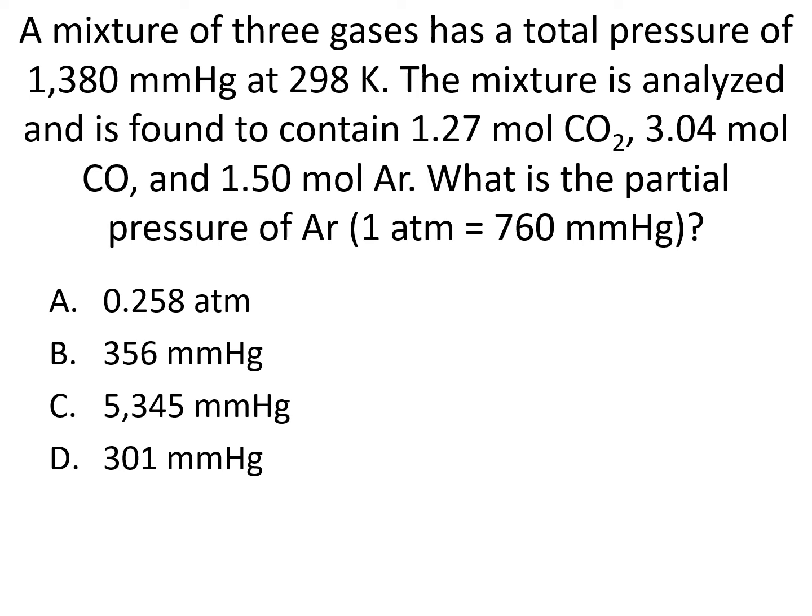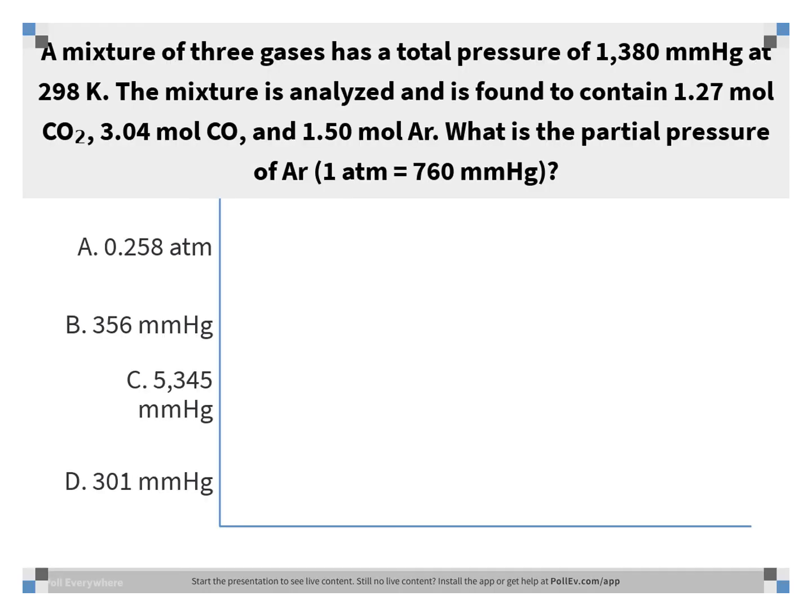Is it A, 0.258 atmospheres, B, 356 millimeters of mercury, C, 5,345 millimeters of mercury, or D, 301 millimeters of mercury? The correct answer is B, 356 millimeters of mercury.